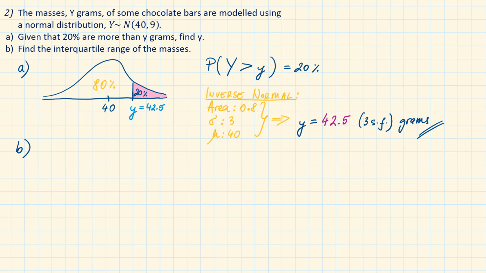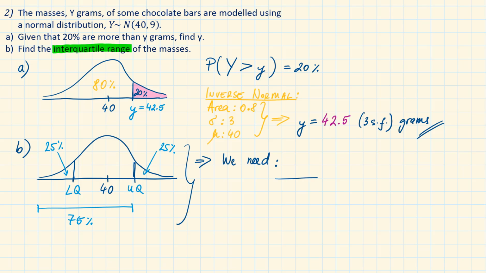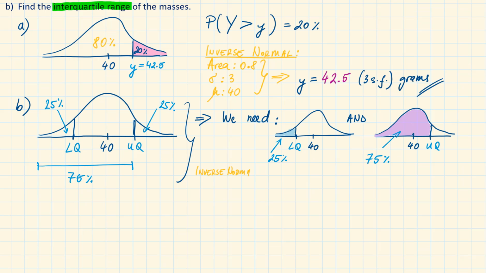For part B, find the interquartile range of the masses. For this, we need to find the lower quartile and the upper quartile. Below the lower quartile, the area is 25%. Below the upper quartile, the area is 75%. So we need two calculations for the two separate areas with the inverse normal function on our calculator.